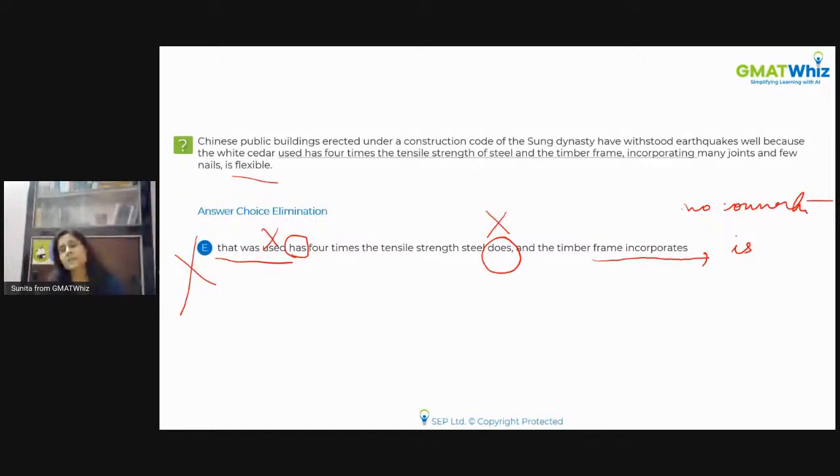And then the first clause about the cedar, the white cedar used. So when we say the white cedar used, it makes sense to believe that the timber frame is also about the building. You aren't going to talk about a timber frame of a photograph, are you, Jason?